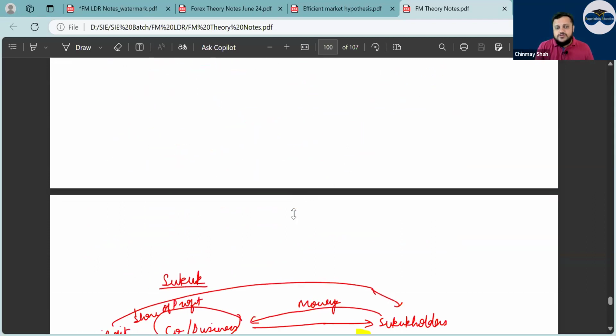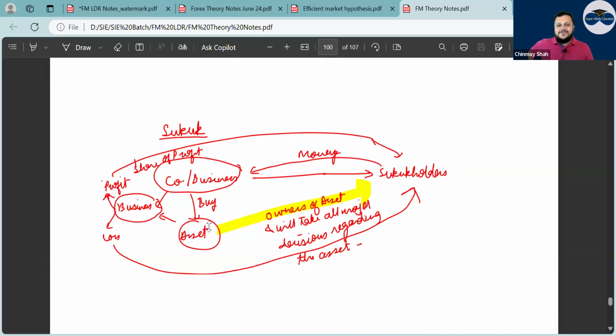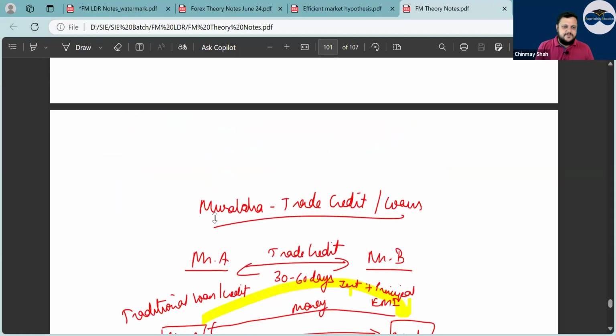But when it comes to sukuk, right, if a company is borrowing for an asset, the sukuk holders are the owners of the asset and they will take all major decisions regarding the asset, correct? Whatever profit or loss comes through the business will be paid to the sukuk holders, not any interest, because interest is what? Prohibited in Islam, right?